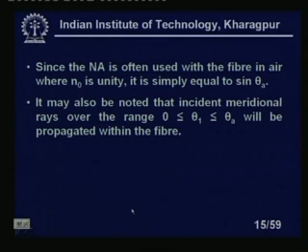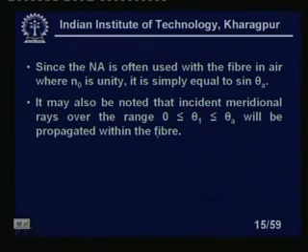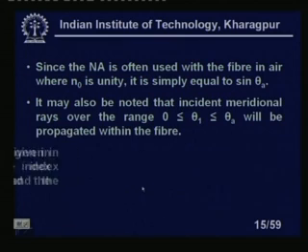It may also be noted that the incident meridional rays over the range of theta, where theta 1 is the incident angle, should lie between 0 and theta A. If it is 0, there is no question of total internal reflection, the light will pass straight through the fiber core. But if it is more than 0 degree, obviously there will be total internal reflection, because it is less than theta A. We have chosen theta in such a way that any light falling within this range will go through total internal reflections. So, the light will be propagated within the fiber.